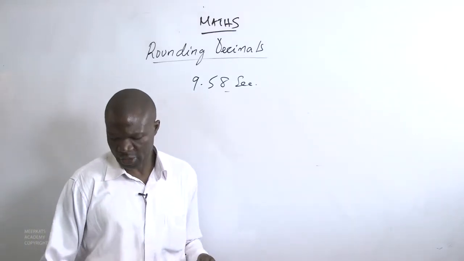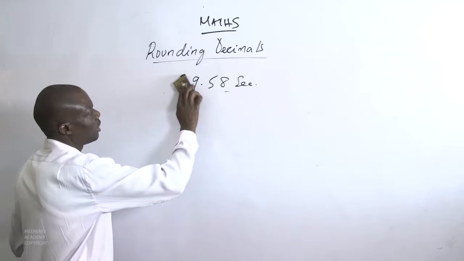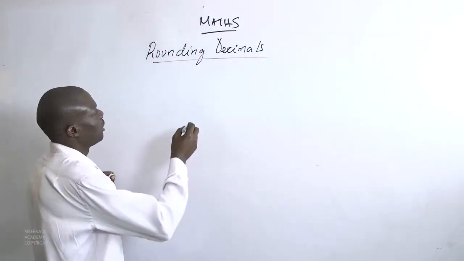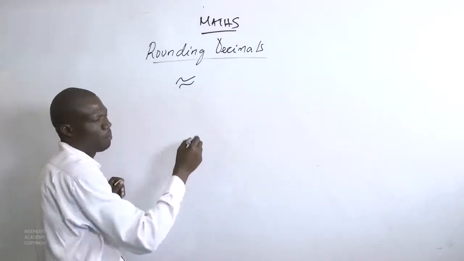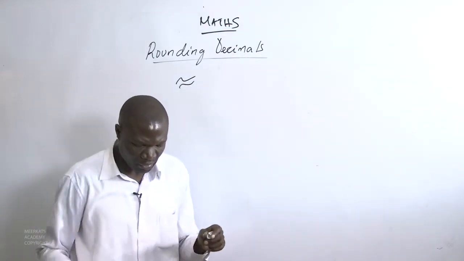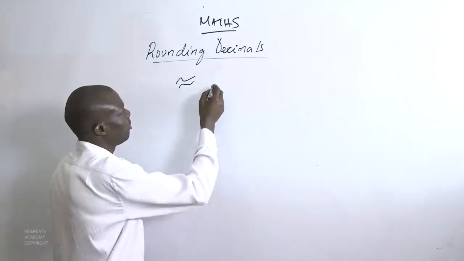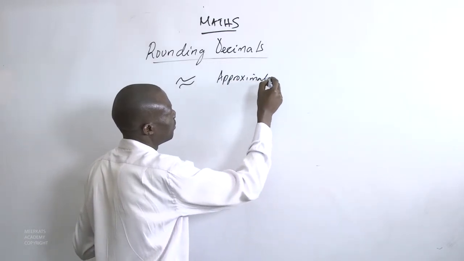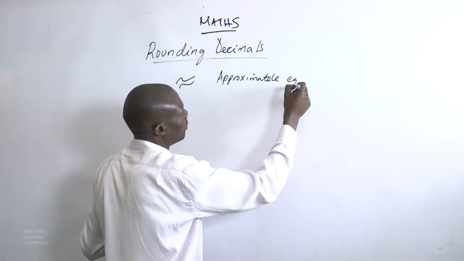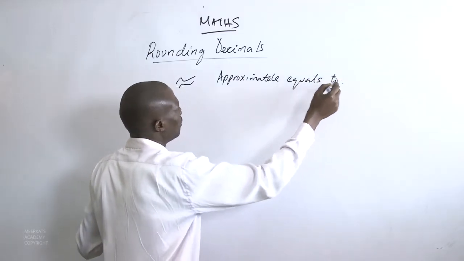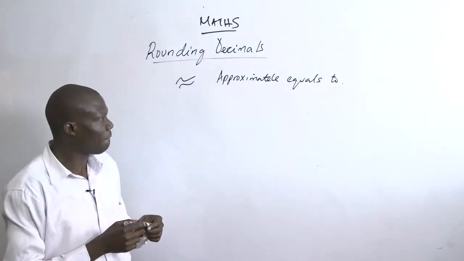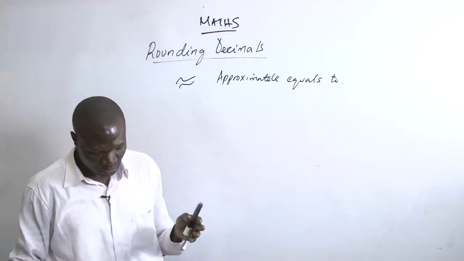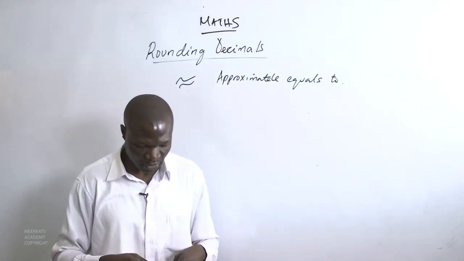Now, first we need to know the mathematical symbol that is used to round off or to approximate. We use some parallel wave lines, which simply means approximately. The sign that we have there stands for approximately equals to, simply used to indicate a given value.